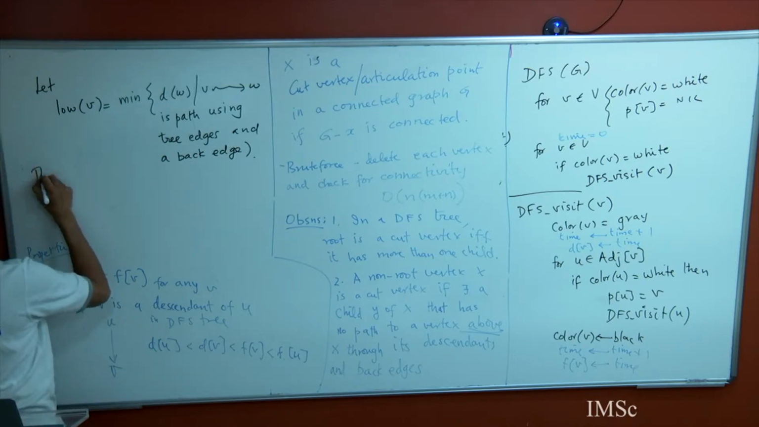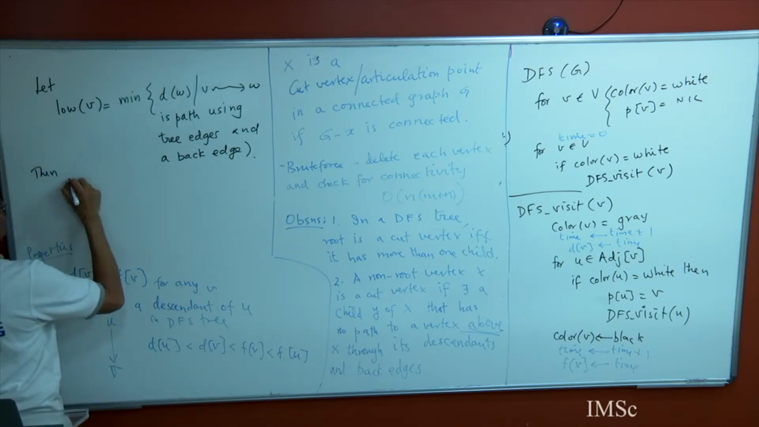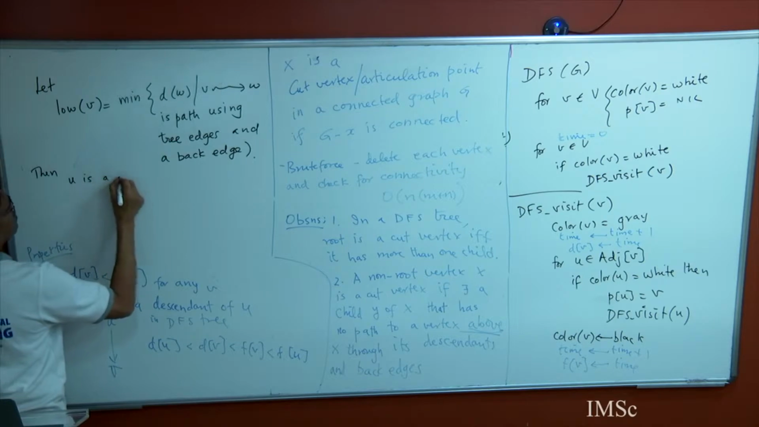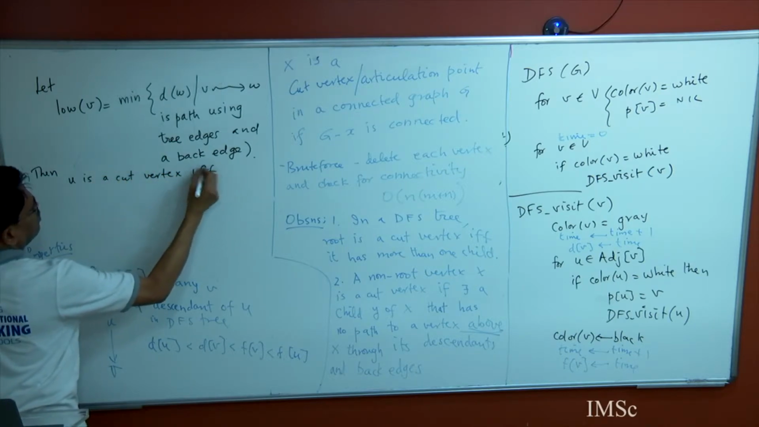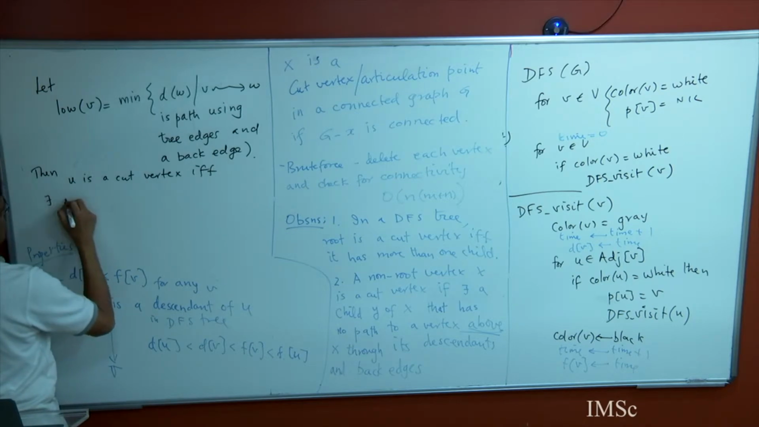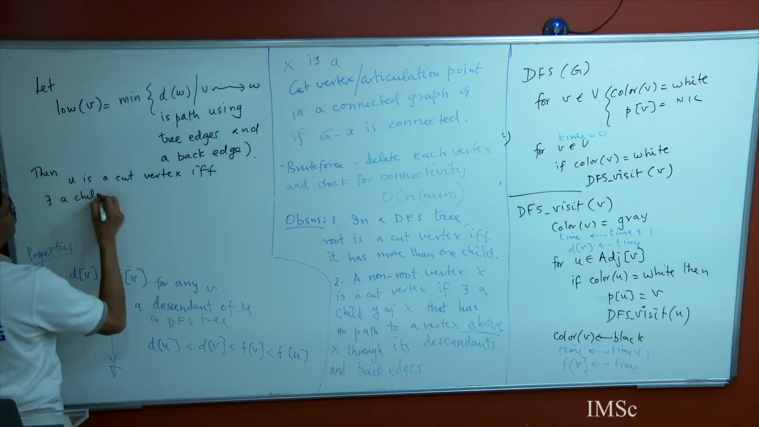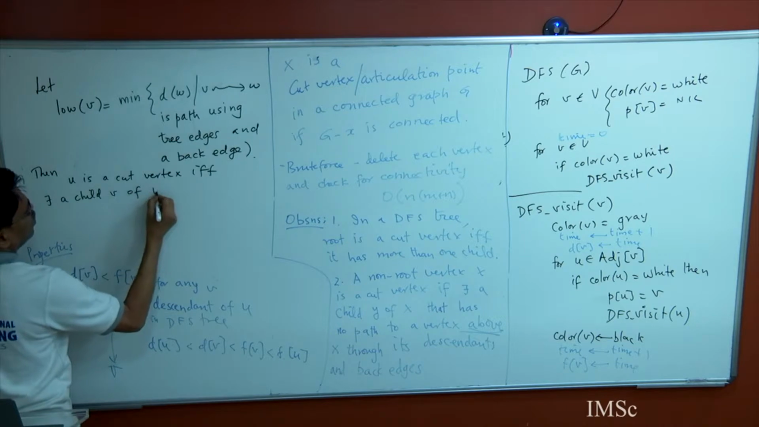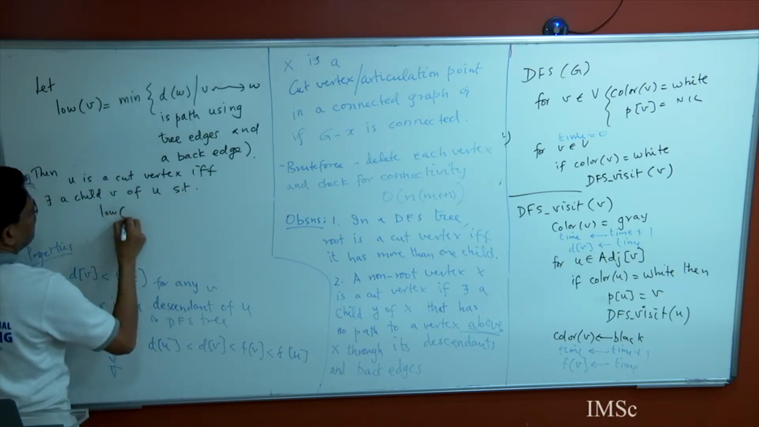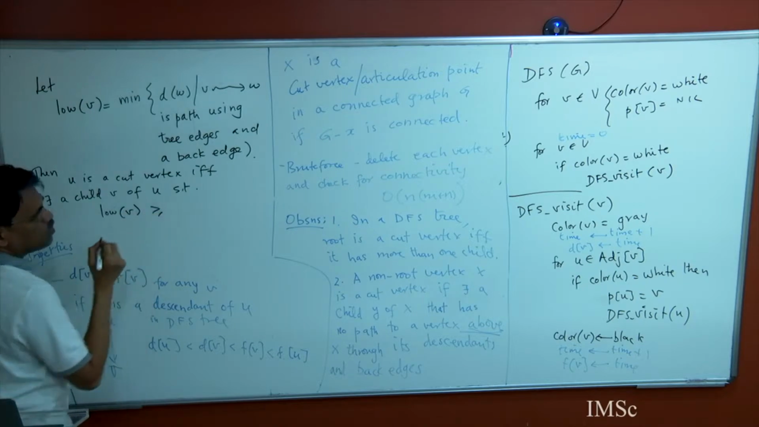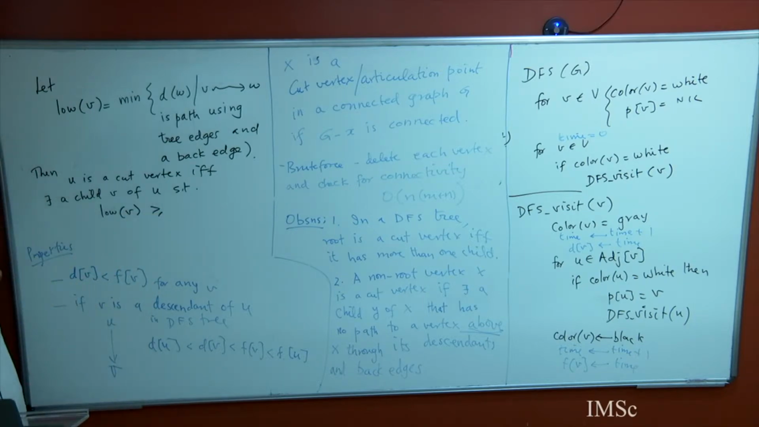Then U is a cut vertex if and only if there exists a child V of U such that low of V is greater than or equal to, what should I write?